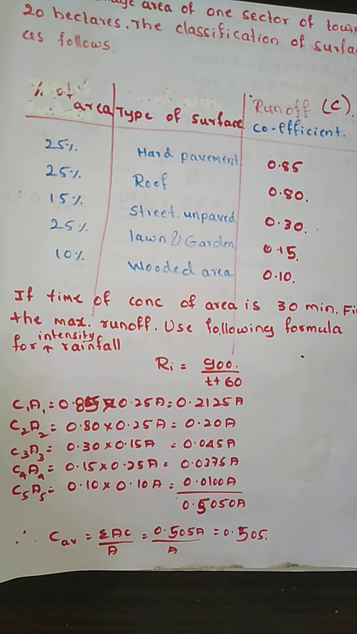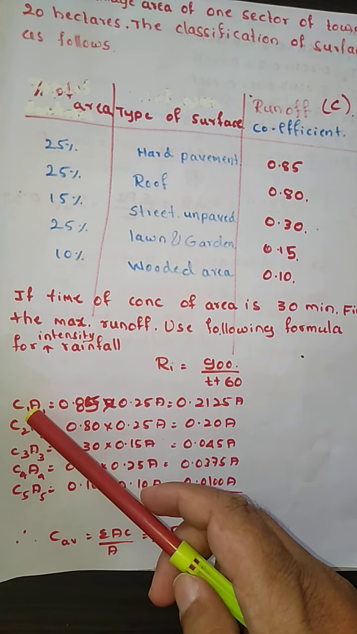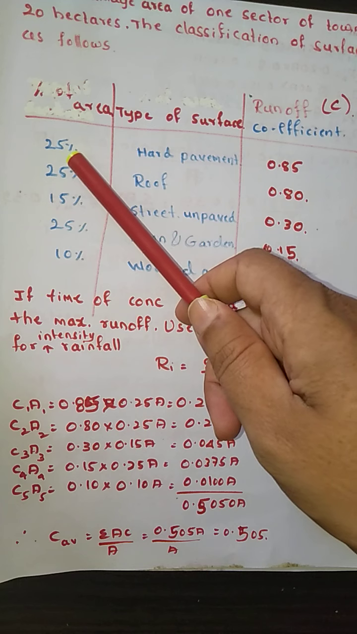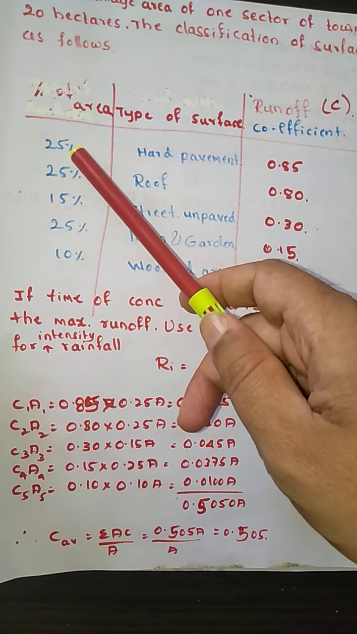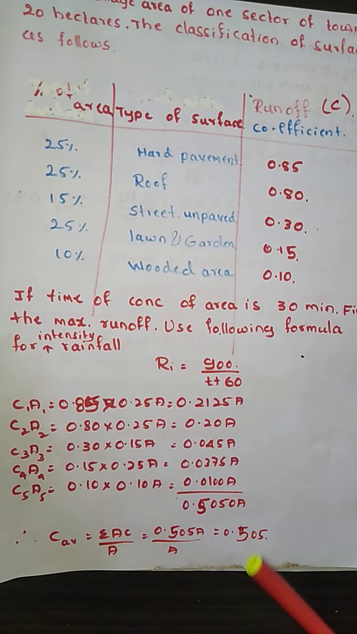Exactly the same thing we did in the last problem, in the same way we are going to solve this problem. Just instead of I, we will be using the coefficient C. There it was an impermeability factor and here it is the coefficient of runoff. So as in the last problem A1 I1, here we are going to use C1 A1. C1 is how much? It is 0.85 into 0.25. 0.25 is nothing but the 25% of the total area, so we are going to use it as 0.25.